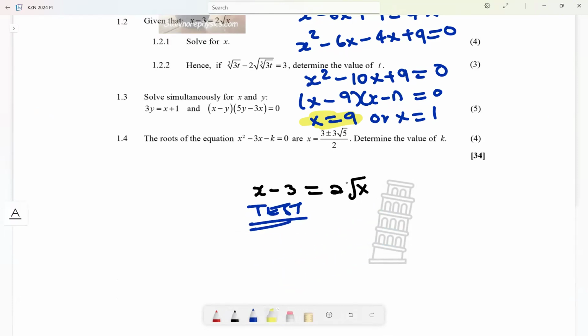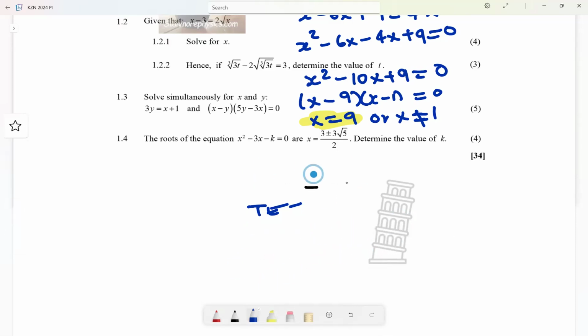Using 1, so it's going to be what? 1 minus 3 is equal to 2 times the square root of 1. What is 1 minus 3? It is negative 2. It is equal to 2 multiplied by, remember, the square root of 1 is the same as 1. So this is 2 multiplied by 1. This is 2. Can you see now these are not equal? So it means now x is not equal to 1 because it does not give us the correct answer.